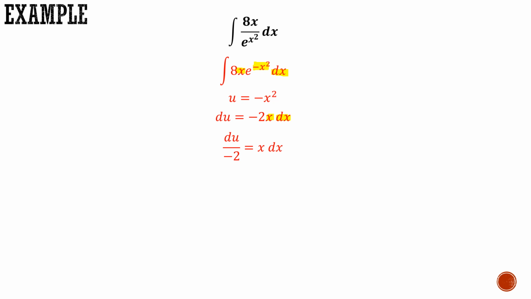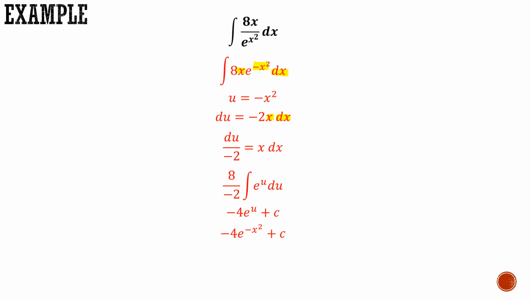Now, substituting that back into my integral, I'm going to have this 8 that was in the original integral over the negative 2 for my du, integral e to the u du. Now, we know what the integral of e to the u is. That's just e to the u. And I also know that 8 divided by negative 2 is simply negative 4. So I'm left with negative 4 e to the u plus c. And again, I don't want that u in my problem, so I'm going to replace that back with negative x squared to have negative 4 e to the negative x squared plus c.